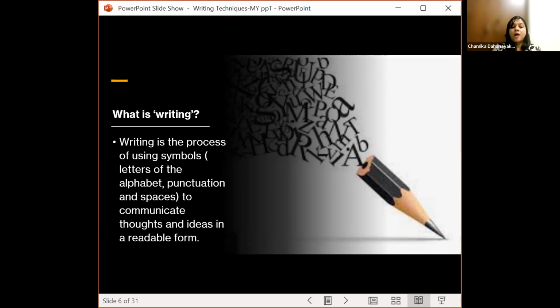Okay, so punctuation is another important part of your writing, and not to mention spacers. So spacers between words, between sentences, between paragraphs. Space.